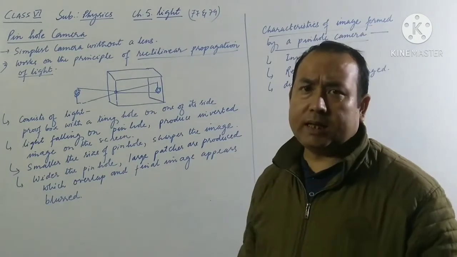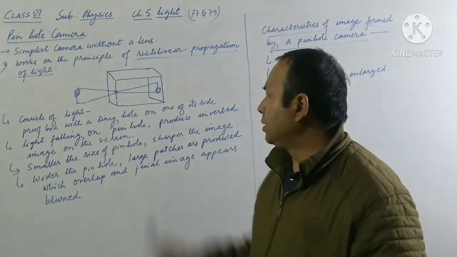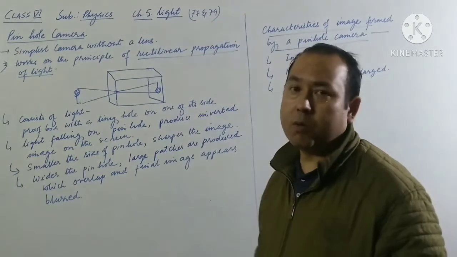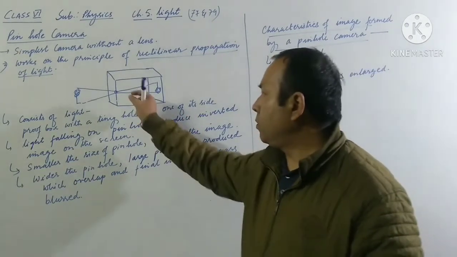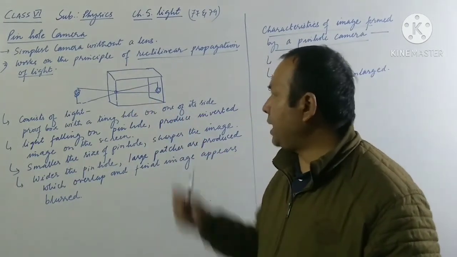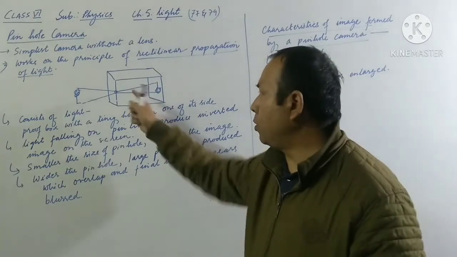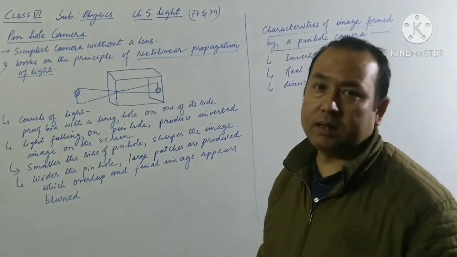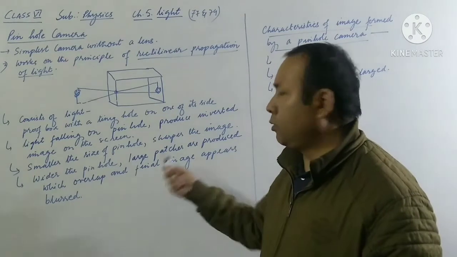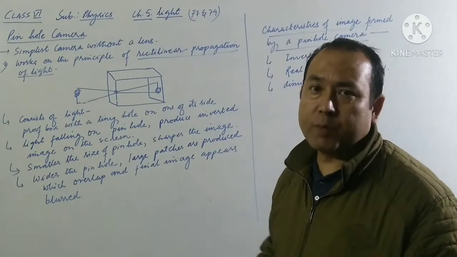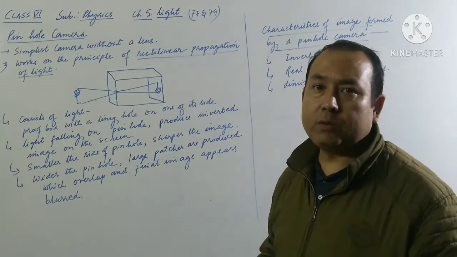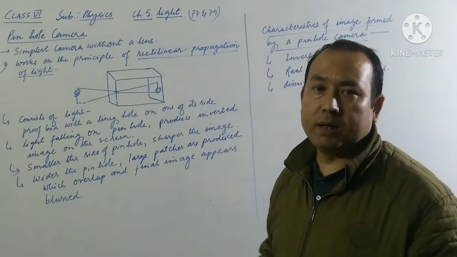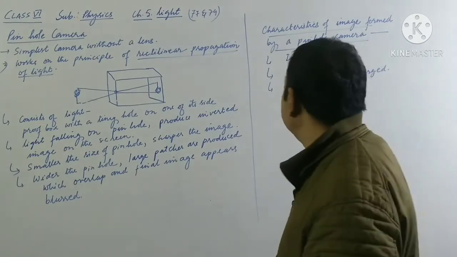Now we need to understand here that the smaller the pinhole, the sharper the image which is formed on the screen. If you make the pinhole, this hole, larger or wider, then what will happen is that it will produce a large number of patches which may overlap, and the final image which is produced will be blurred. We won't be able to see properly.